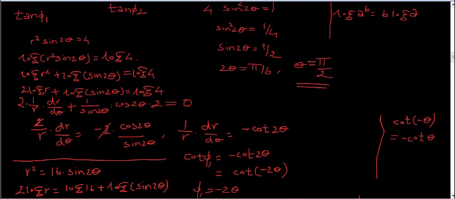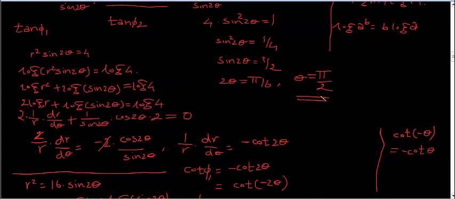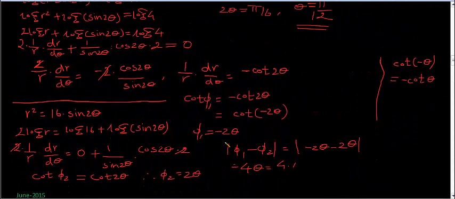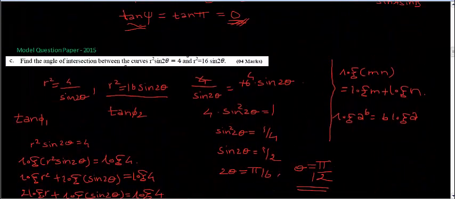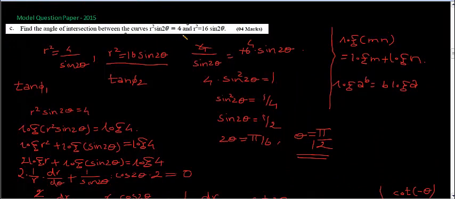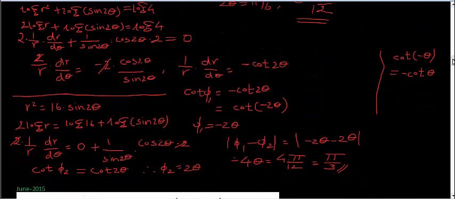2 theta is equal to pi by 6. So theta is equal to pi by 12. So 4 theta becomes 4 into pi by 12. That is nothing but pi by 3. This is the answer. Angle of intersection between these two curves, r squared sin 2 theta is equal to 4 and r squared is equal to 16 sin 2 theta, is pi by 3.